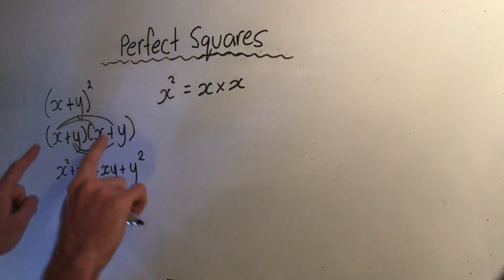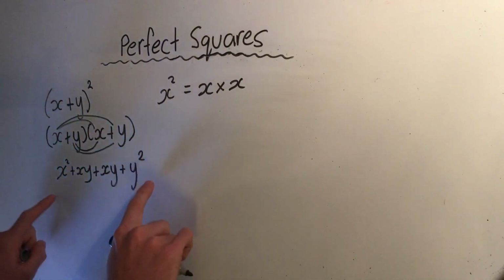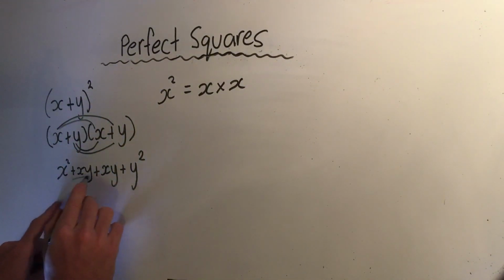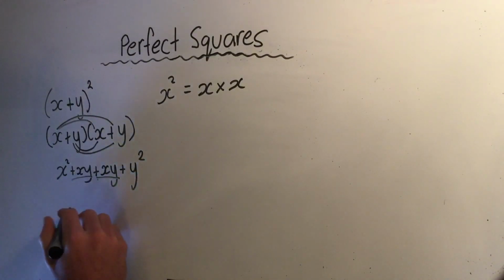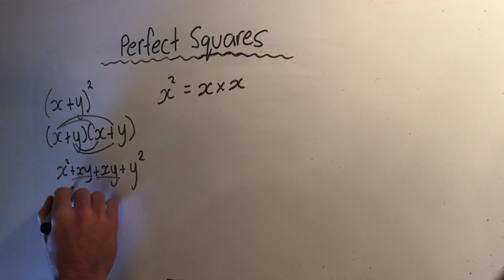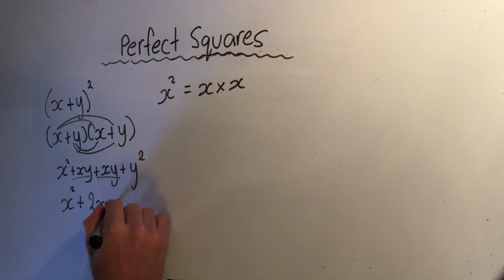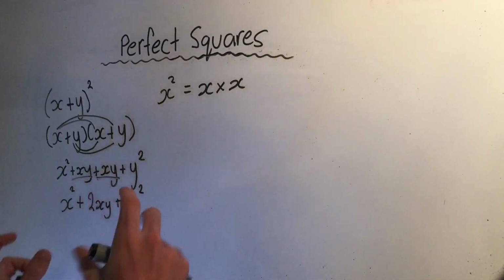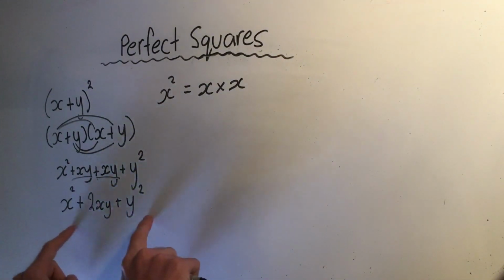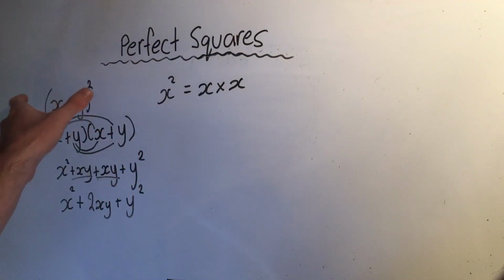So after expanding the brackets like that, remember this is the expanded form of this perfect square. We can see that we have plus xy and plus xy. And if we add those two like terms together, we're going to get x squared plus 2xy plus y squared. So this is the simplified, expanded form of this bracket squared, which was a perfect square. That's what we're calling that.